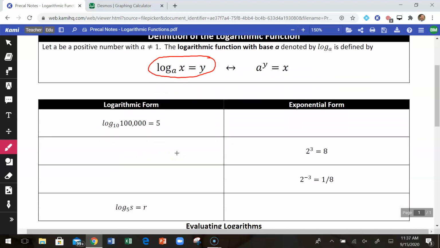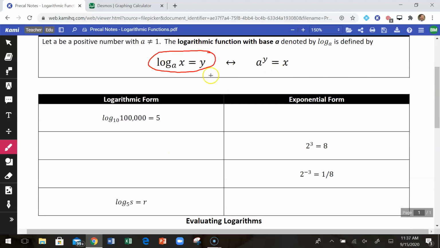Okay? So I'm just going to go through this table and convert from logarithmic form to exponential form and so forth. So log base 10 of 100,000 equals 5 says that if I take 10 to the 5th power, I get 100,000.